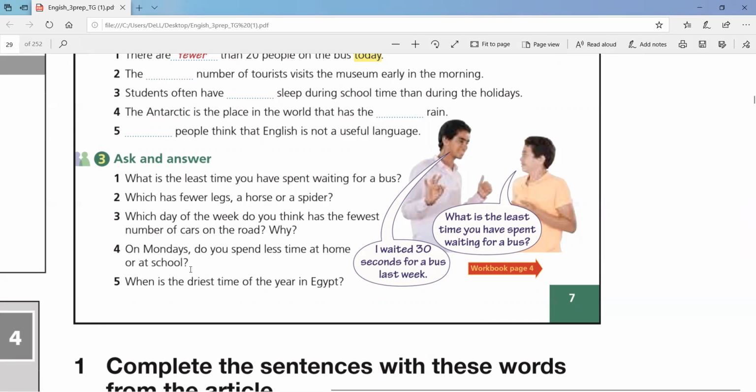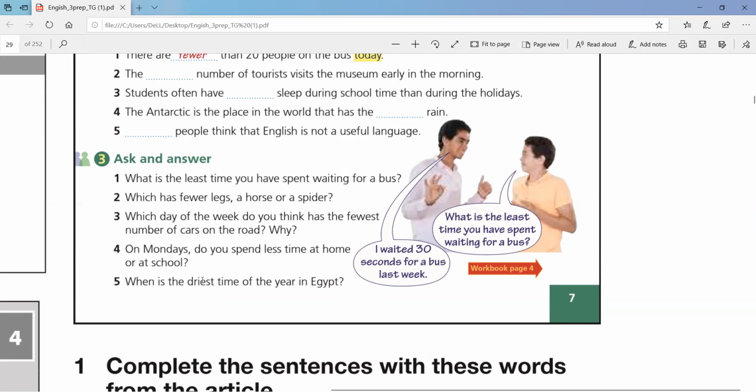Which has fewer legs, a horse or a spider? So you can say a horse has fewer legs than a spider. Which day of the week do you think has the fewest number of cars on the road and why? I think Saturday morning has the fewest number of cars on the road because it's a holiday. On Mondays, do you spend less time at home or at school? It varies.